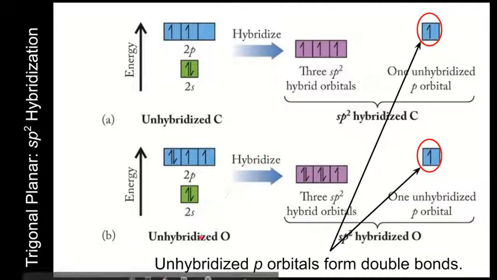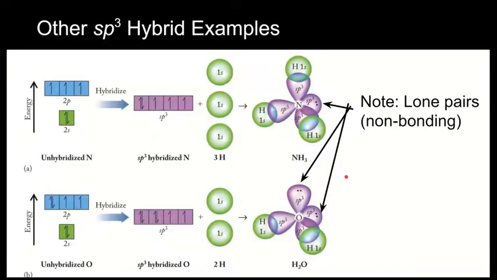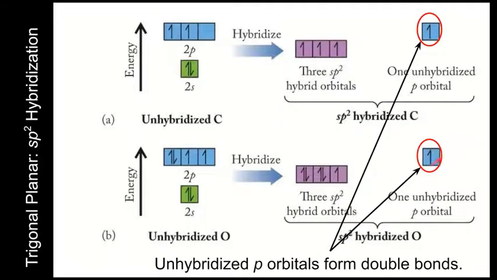We can do the same thing with oxygen. So oxygen, we could take the 2s and 2 of the p to make 3 sp2 orbitals. And then we can keep one of those p orbitals. And those unhybridized p orbitals are going to be left over because they're going to do something special. They're going to form double bonds.